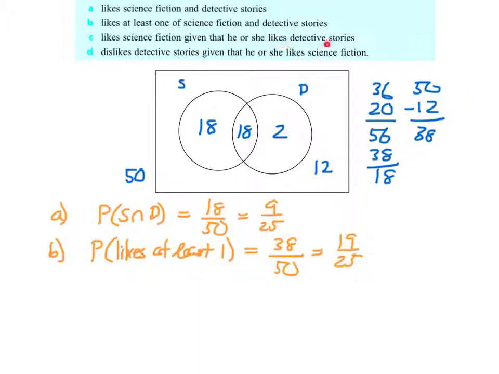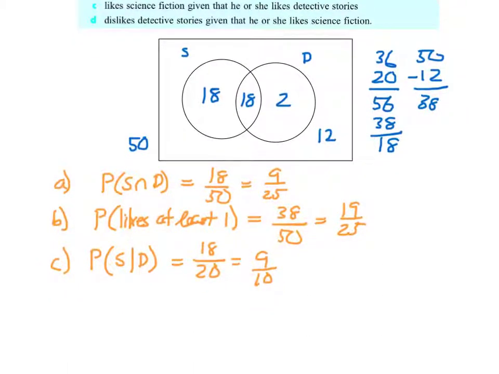In part C, we're asked to find the probability that a person likes science fiction given that he or she likes detective stories. So from the Venn diagram, we first need to determine the given part, which is detective stories. Within this circle, I see that there are 20 people that like detective stories. So the notation here is going to be the probability that they like science fiction given that they like detective stories. And 20 is going to be on the denominator because these are the only people I'm considering. Only the ones who like detective stories. And out of those, I see that 18 also like science fiction. So I have 18 over 20, which simplifies to 9 over 10.